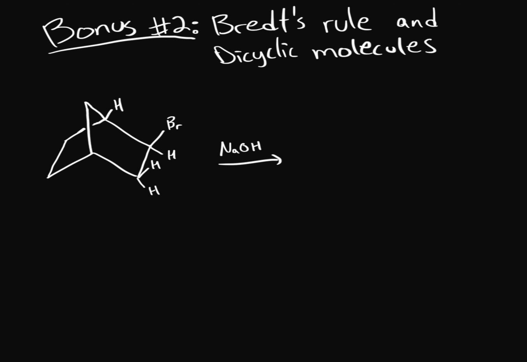So here is a second bonus for elimination reactions. It's called Bredt's rule, and we have dicyclic molecules like this one. Now, how do we know this is going to be an elimination reaction? Well, first we notice that we have a strong base and strong nucleophile, sodium hydroxide.